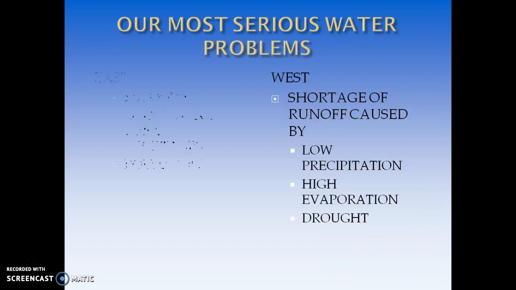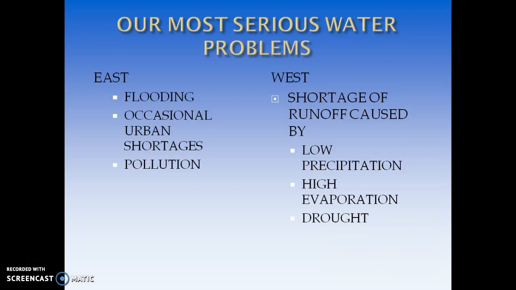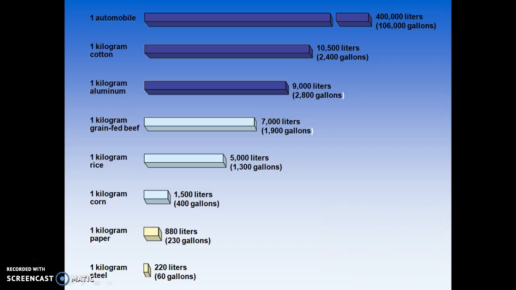In the east, we get the flooding. We occasionally get urban shortages, and sometimes in late summer, if it's a dry summer, you end up with shortages, just like 2-3 years ago when we had the drought here in Pewaukee, and they couldn't water the football field and those types of things. But one of the main issues in the east is that a lot of the freshwater sources are polluted because of the high population of people in a small area.